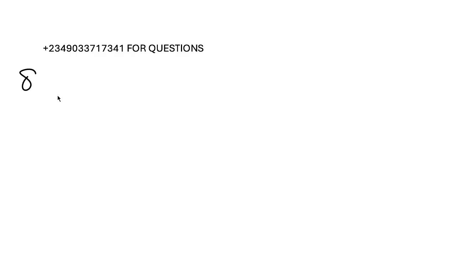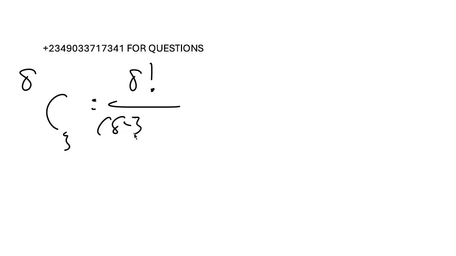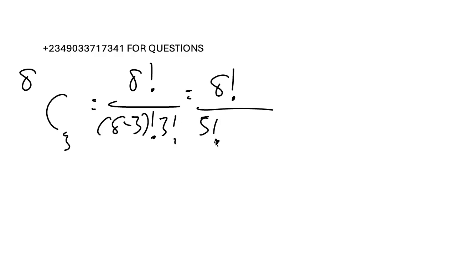If you are asked to find 8 combination 3, don't waste time. It is 8 factorial over (8 minus 3) factorial times 3 factorial. And that will be what? 8 factorial over... 8 minus 3 is what? 5 factorial times 3 factorial. You know we are writing CBT, so the simplest way to go about it is to break this 8 factorial down so that this will cancel. And you can write this 8 factorial as what? 8 times 7 times 6 times 5 factorial.